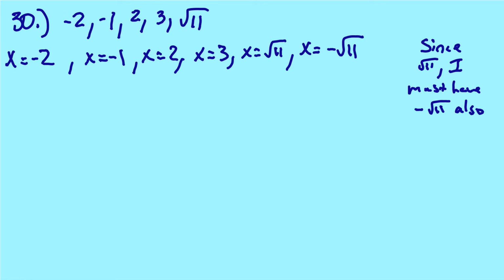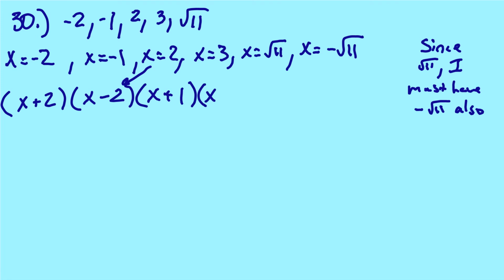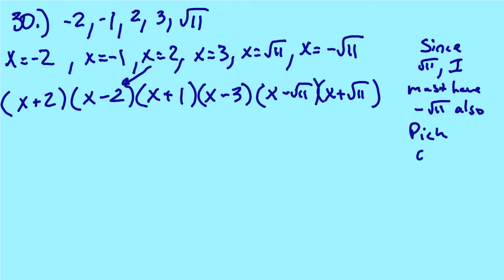So now I make my parentheses. X plus 2, x minus 2. I'm going to put this one here, so I have those two next to each other. X plus 1, x minus 3, x minus radical 11, x plus radical 11. Now I'm going to go through and pick my conjugates first.